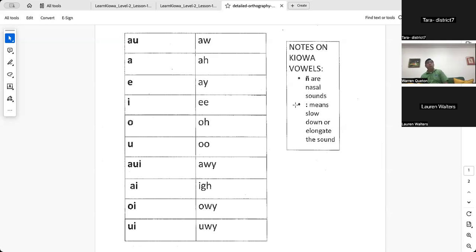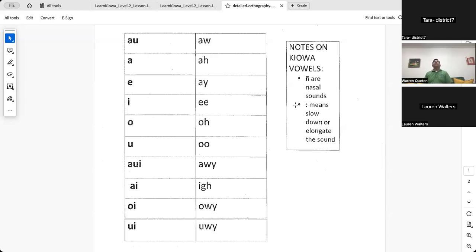The U vowel makes the double O sound, ooh, as in two. Just ooh by itself. It's a long U, ooh, as in the word too, two.